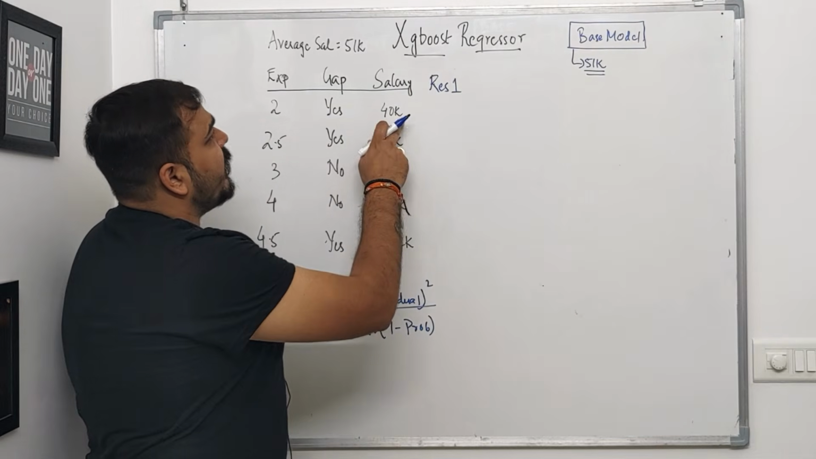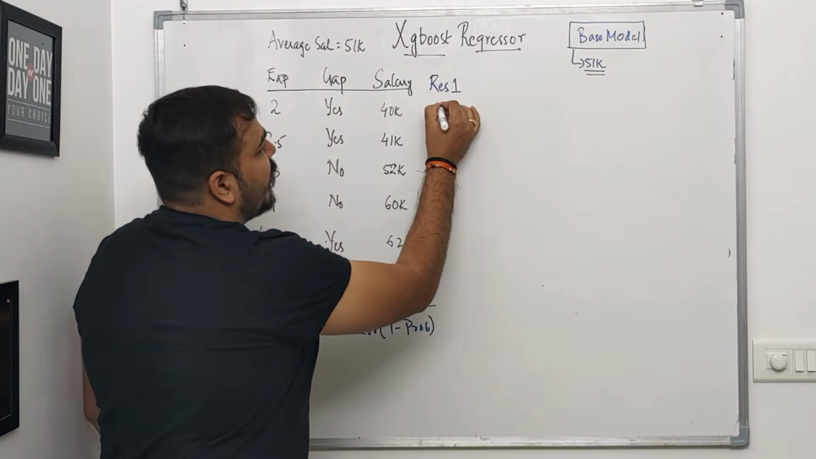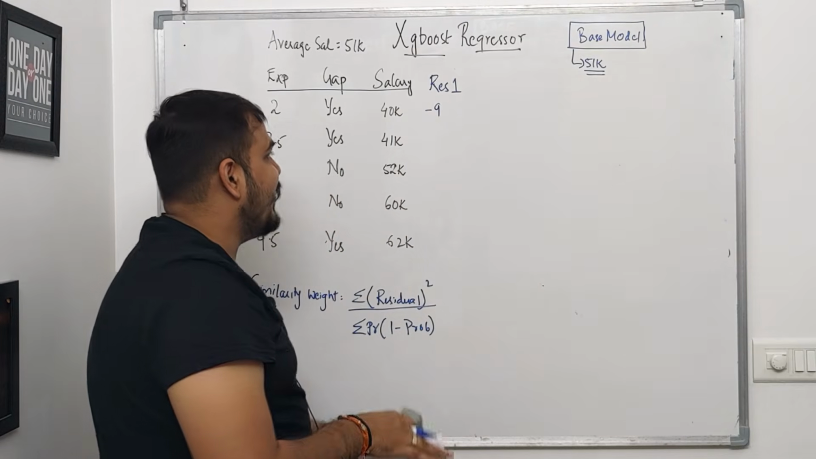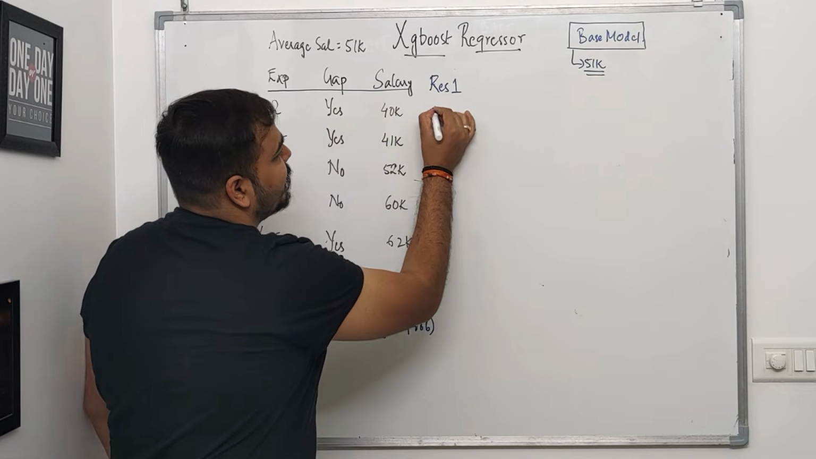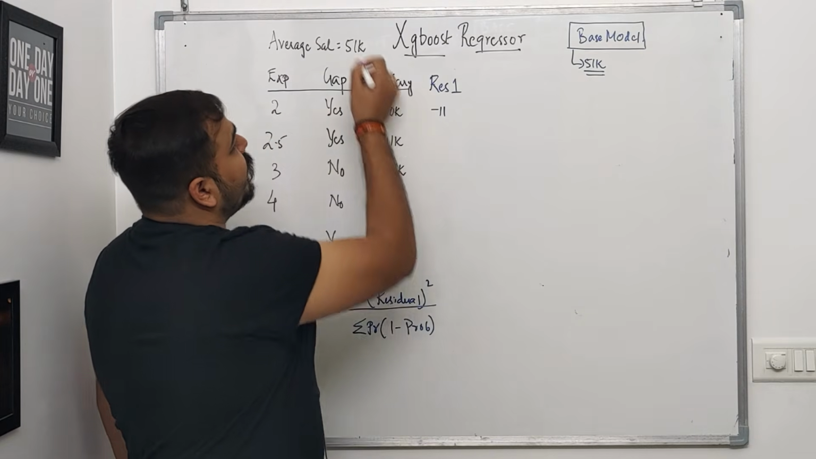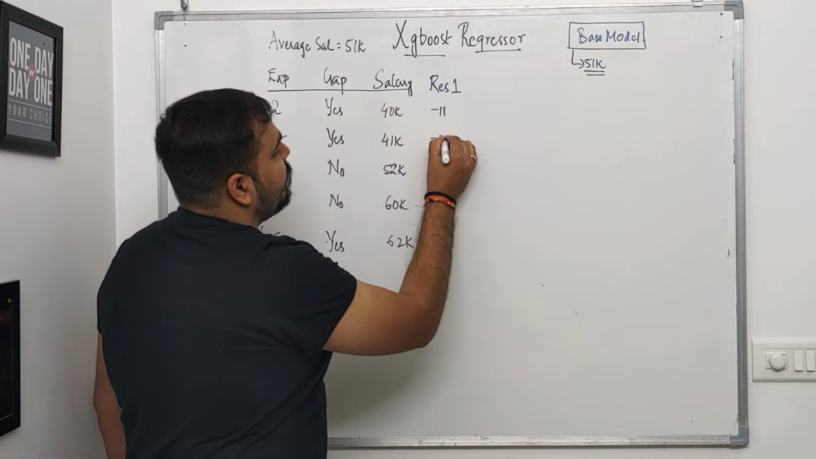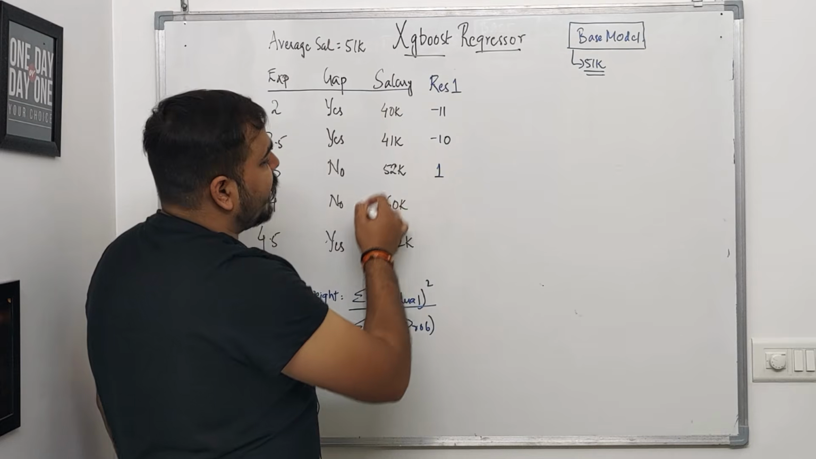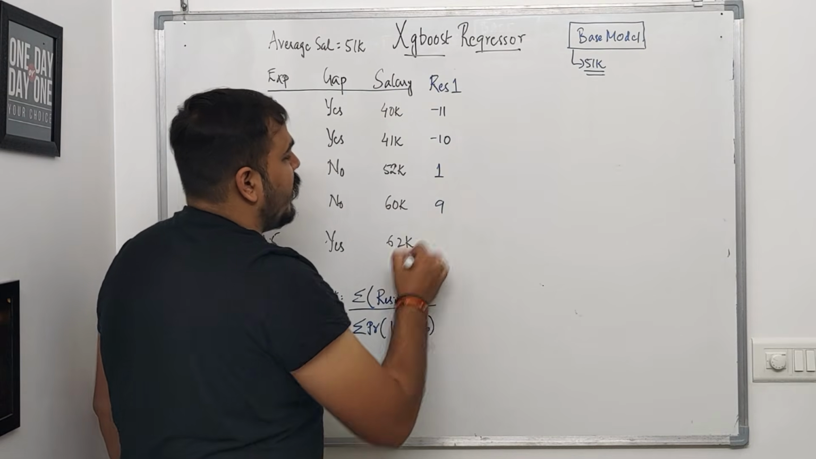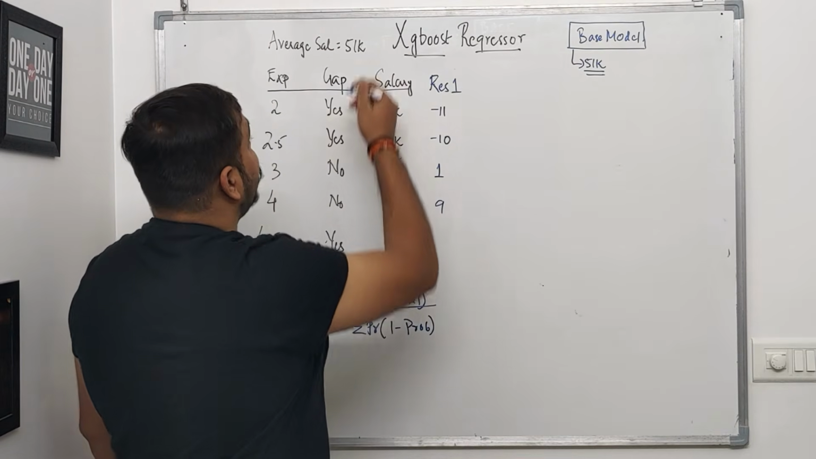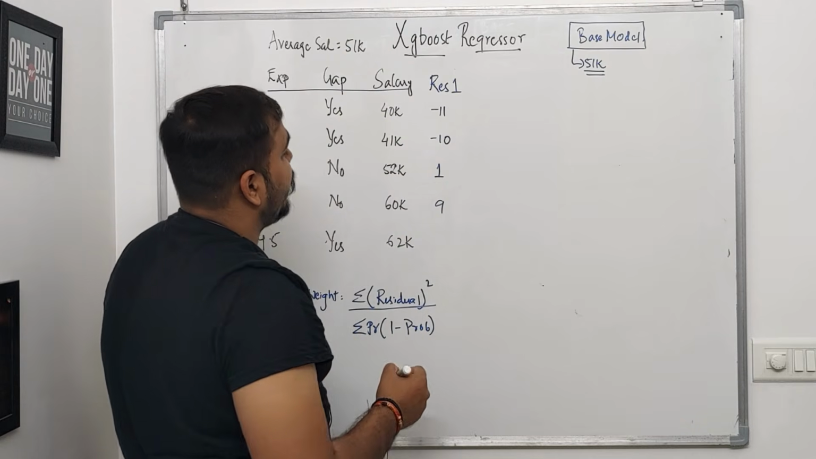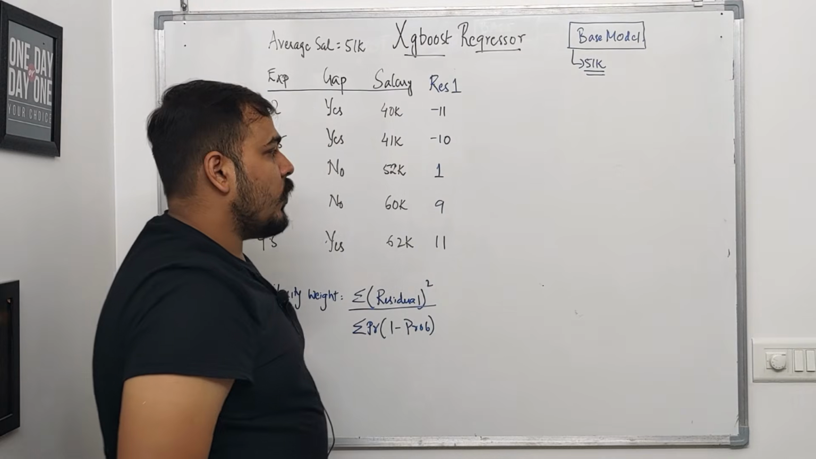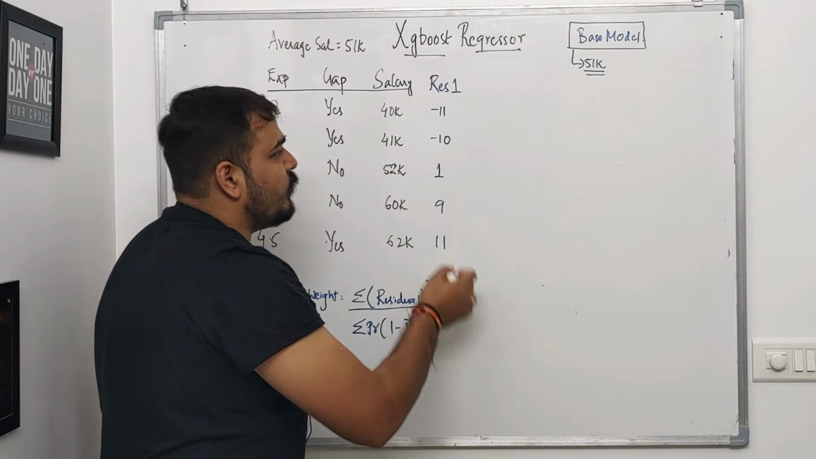So I'll subtract 40k minus 51k, so this will be nothing but minus 11k. If I subtract 41 from 51, it should be minus 10, right? If I subtract 52 with 51, it should be 1. If I subtract 60 with 51, it should be 9. And if I subtract 62 with 51, it should be 11. Okay. Now, these are all my values with respect to residual 1.